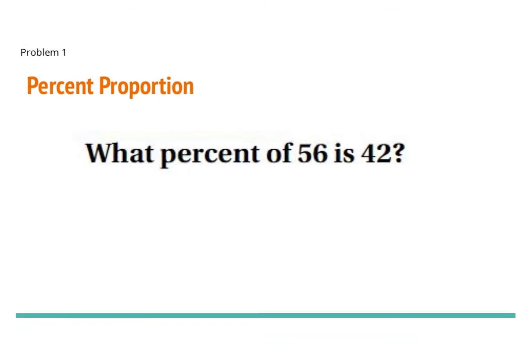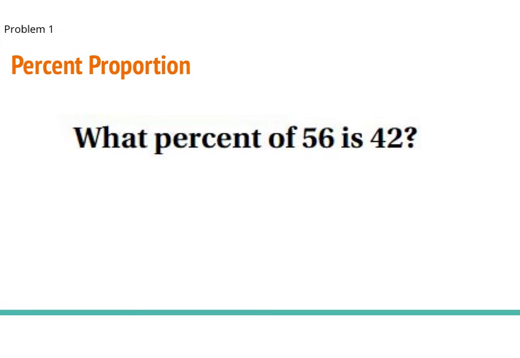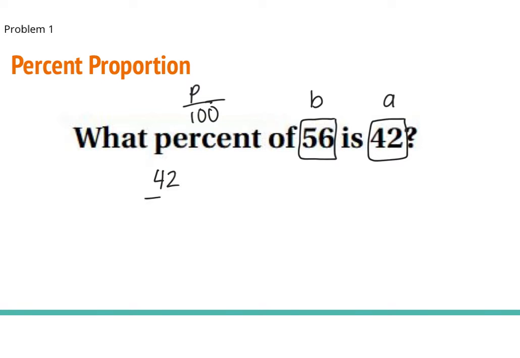So what percent of 56 is 42? Again, we're going to use P over 100 because it's asking what percent. This is our whole part, B. And it's asking what percent of 56 is 42. That's our A. So percent P over 100. B is our whole portion. So A is 42 over 56, and that's going to be equal to P over 100.